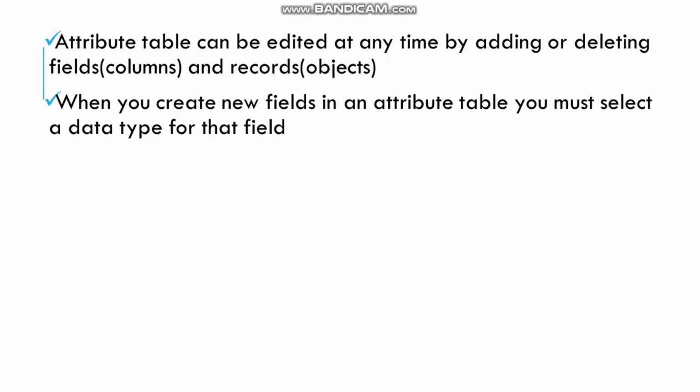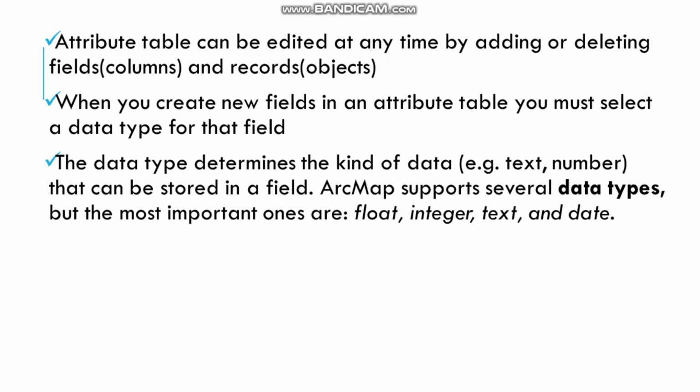When you create new fields in an attribute table, you must select a data type for that field. As we remember from the first tutorial, it can be integer, float, long integer, short integer, double, text, and date. The data type determines the kind of data, for example text or number, that can be stored in a field. You cannot store another data type in this field once you have specified a data type. ArcMap supports several data types, but the most important ones are float, integer, text, and date. So important.